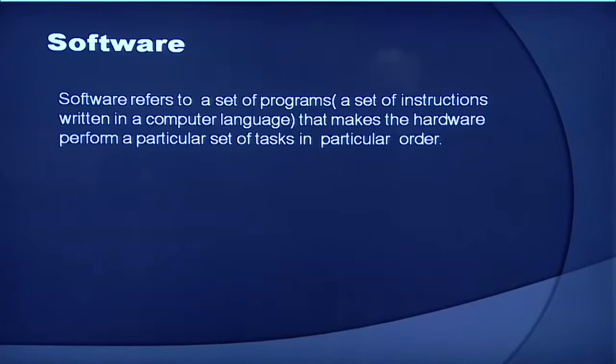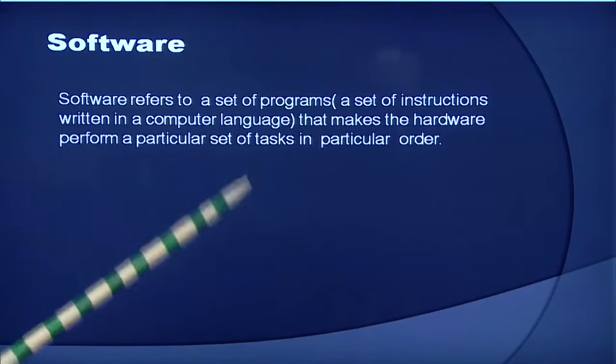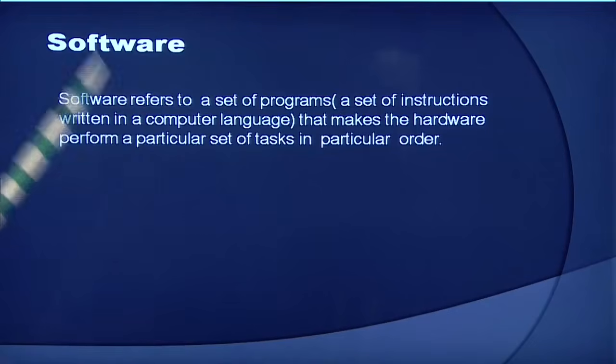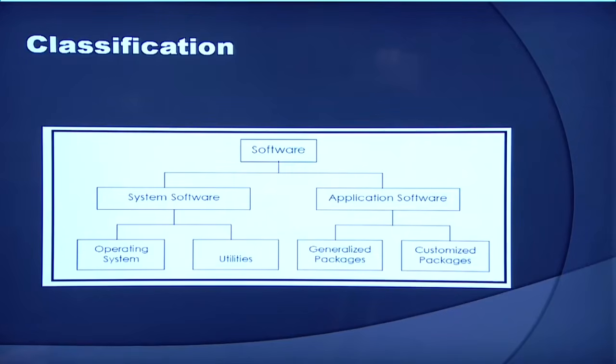So software refers to a set of programs, a set of instructions written in a computer language that makes the hardware perform a particular set of tasks in a particular manner. So be it your operating system, be it your word processing systems, all these are different types of software. So you can classify the software into two categories: system software and application software.